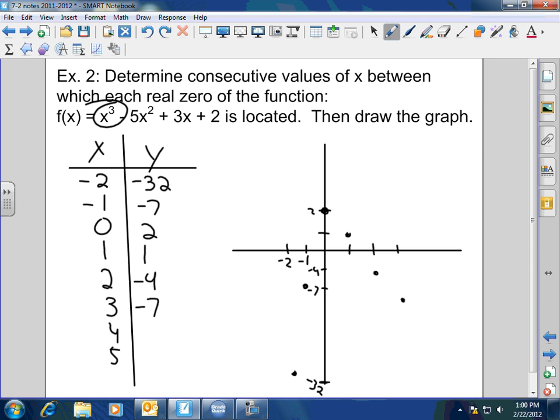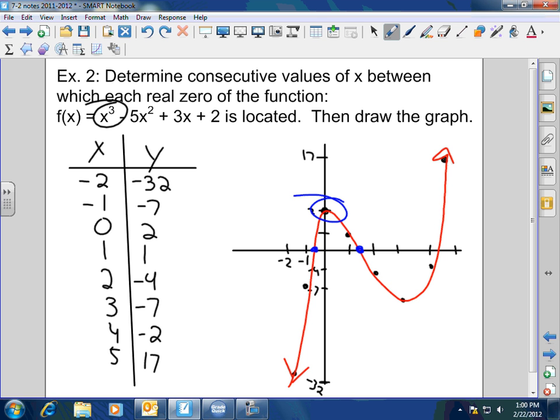So let's go 4 and 5. When x is 4, y is -2. When x is 5, y is 17. Now I'm golden. And my location principle is accurate. Between these zeros, do I have a turning point? That's it. You're done.